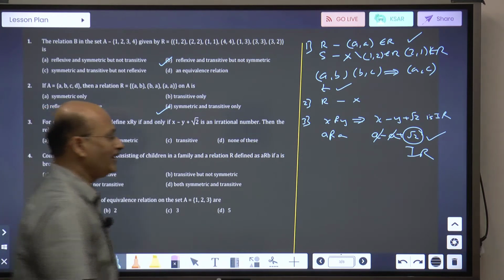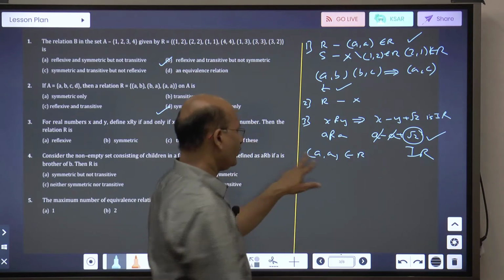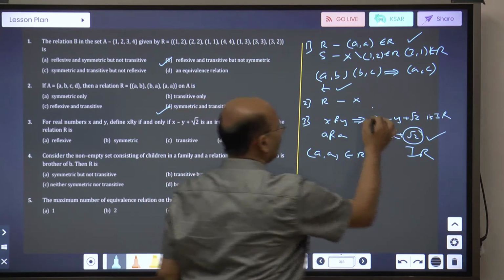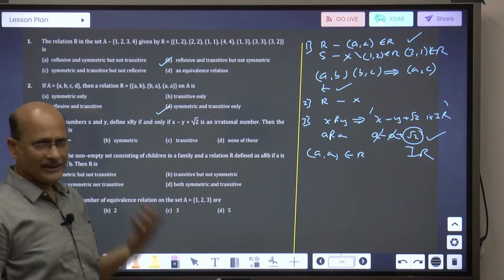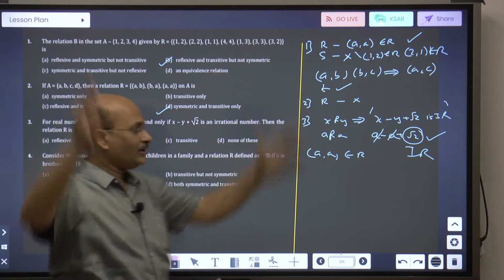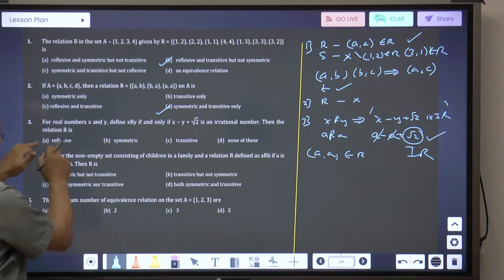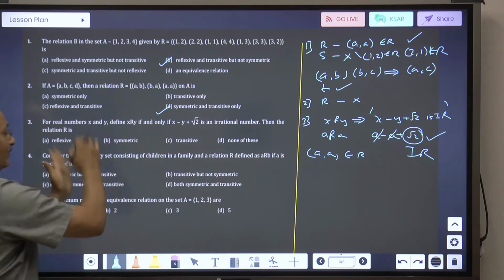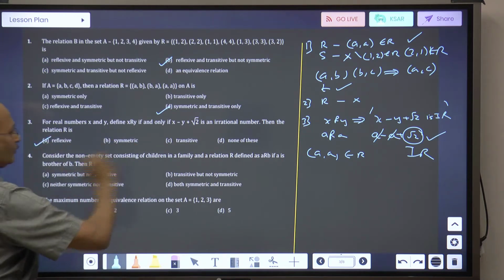So what does that mean? It means AA belongs to R, because when I put this A in this, it satisfies this particular defined part of the relation. So what do I understand from here? I understand A belongs to R. Great. So what am I going to do? It is reflexive. So I don't have to look at other things, because it is only one choice. If there is reflexive and symmetric, symmetric and transitive, then you can look at the other option. So I got the reflexive, I don't have to look at the other two things.